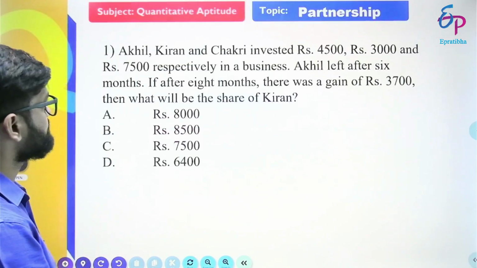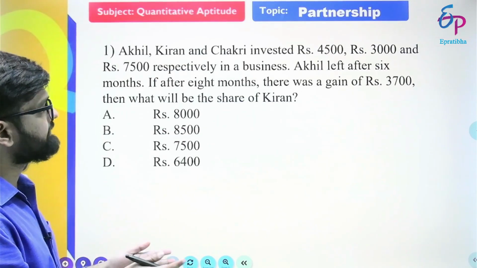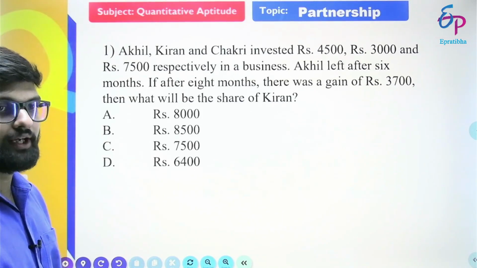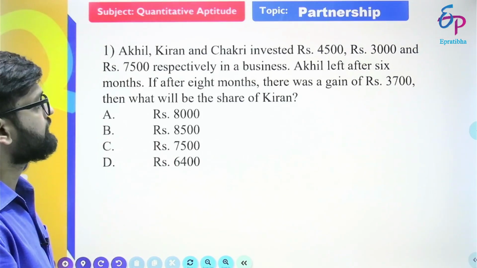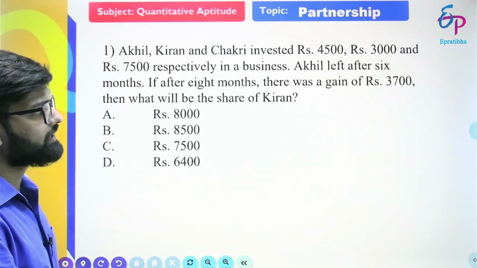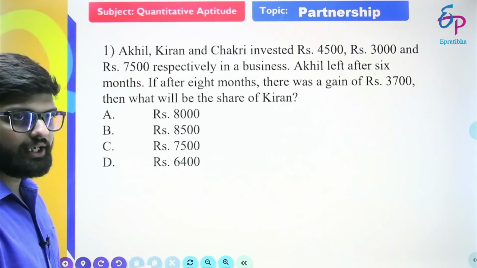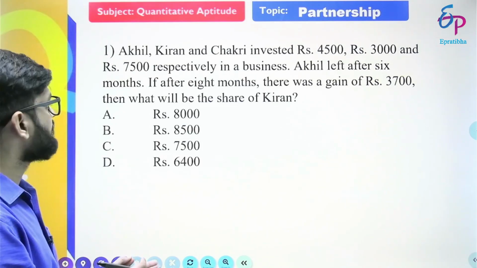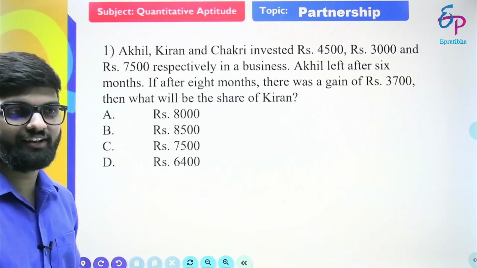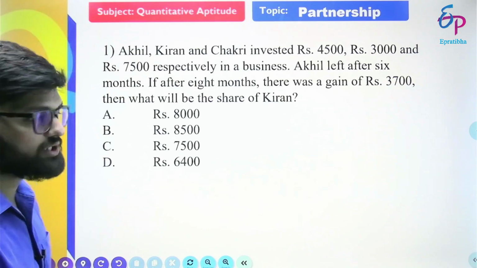Question number 1 says, Akhil, Kiran and Chakri invested 4,500, 3,000 and 7,500 respectively in a business. Akhil left after 6 months. If after 8 months there is a gain of rupees 3,700, then what will be the share of Kiran? What will be the share of Kiran is the question.